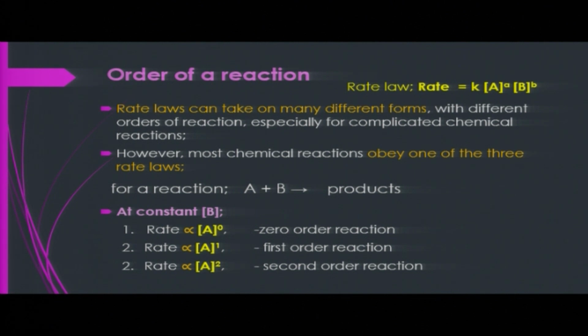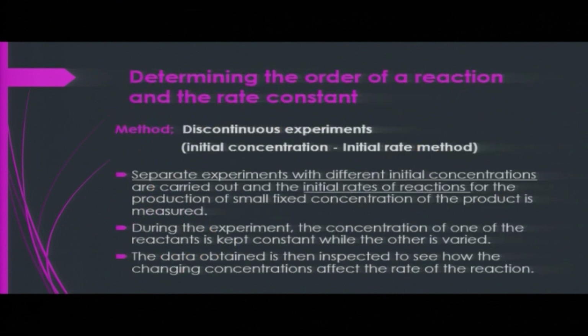Okay, so how do we basically determine the order of a reaction? How do we determine whether it is 0, it is 1, it is 2? Any idea? How do we come up with a value to be 0 or to be 1 or what? Remember what we said, what we are going to look at? We said we are going to look at the initial concentration, initial rate method, which we normally call discontinuous experimentation.